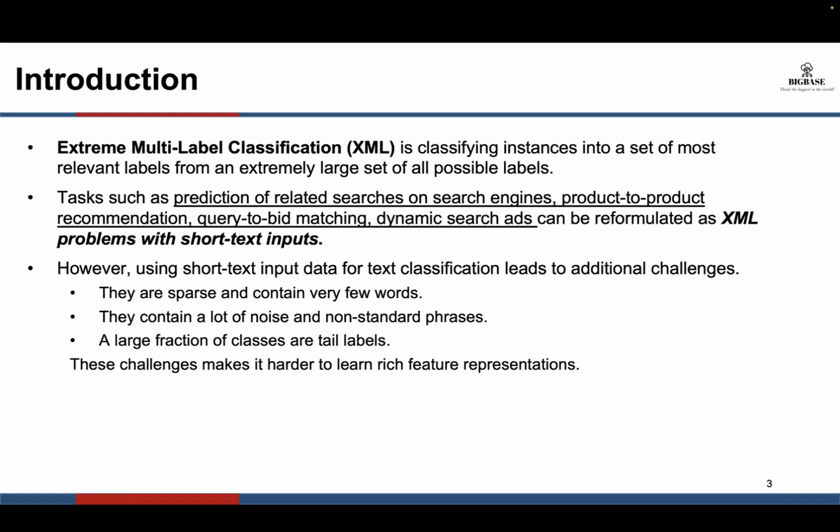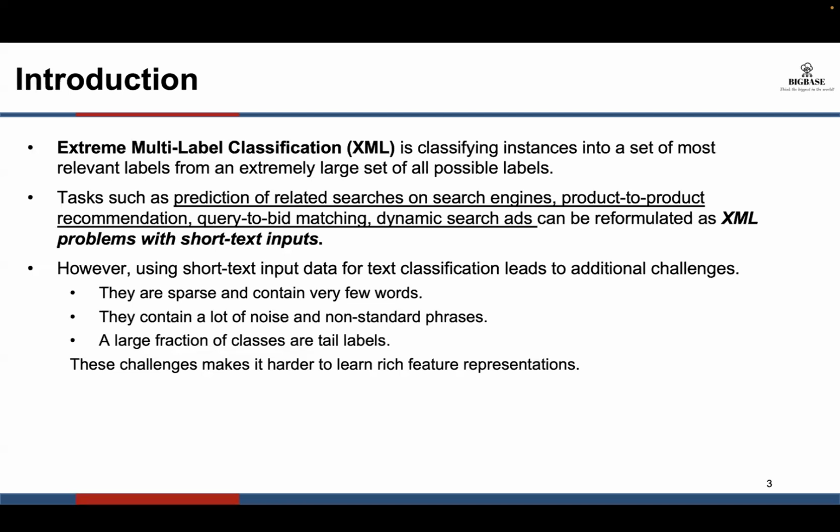First, what extreme multi-label classification is: it is classifying instances into a set of most relevant labels from an extremely large set of all possible labels, and it can be shortened as XML. And tasks such as prediction of related searches on search engines, product-to-product recommendation, query to bid matching, and dynamic search ads can be reformulated as XML problems with short text inputs.